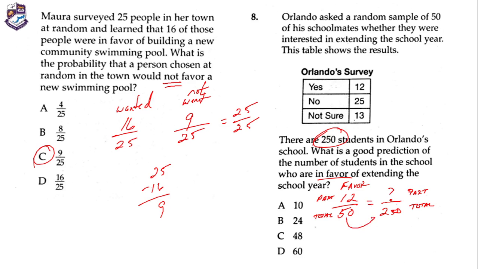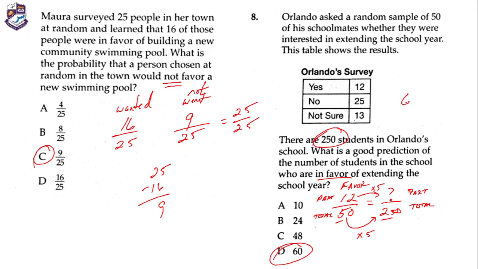How many 50s are in 250? We could ask ourselves that to find out what the multiplier is. Or we could say, how many 5s are in 25? 5 times 5 is 25. So 50 times 5 is 250. So what we're going to do is multiply the top by 5 also. 12 times 5 is, well, that would be 60.